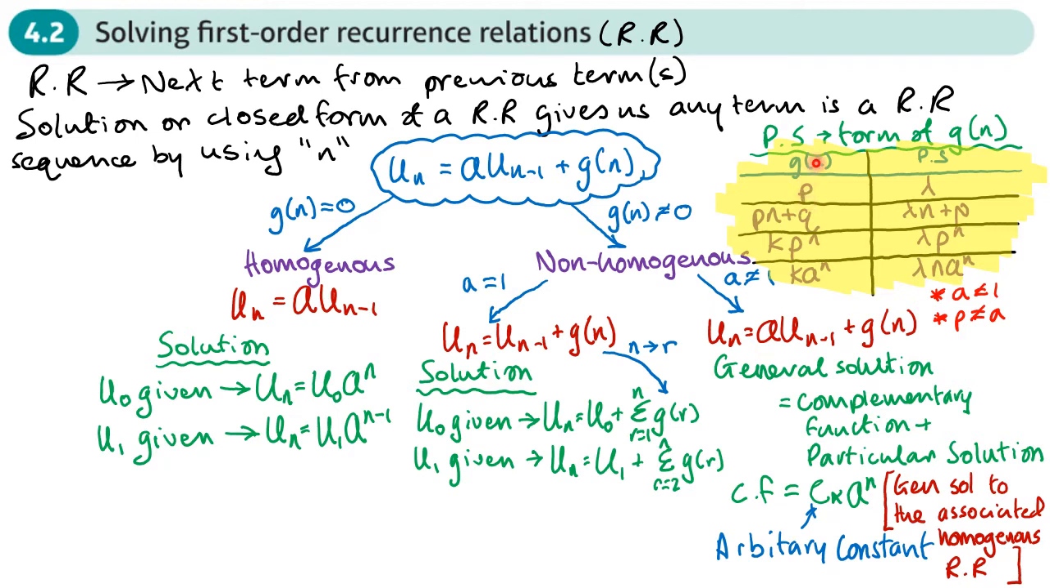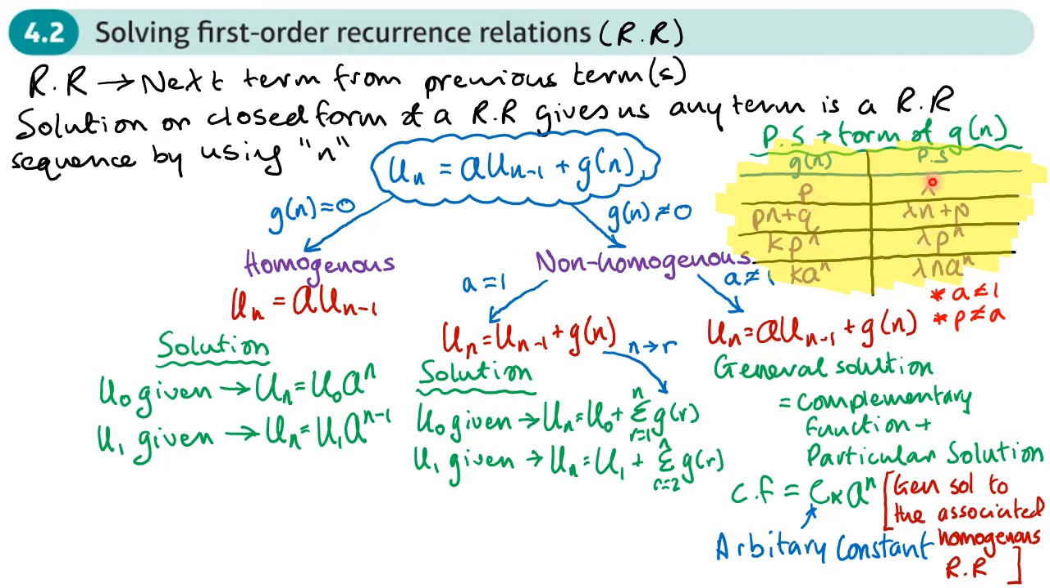Okay, so you'll see there's a table here now. So this table will tell us what form the particular solution will take depending on the form of g of n, so the form of this part here. So if g of n is just a constant, the particular solution will be in the form lambda. If g of n is in the form of constant times n plus q, then it'll be lambda n plus mu, and so on.